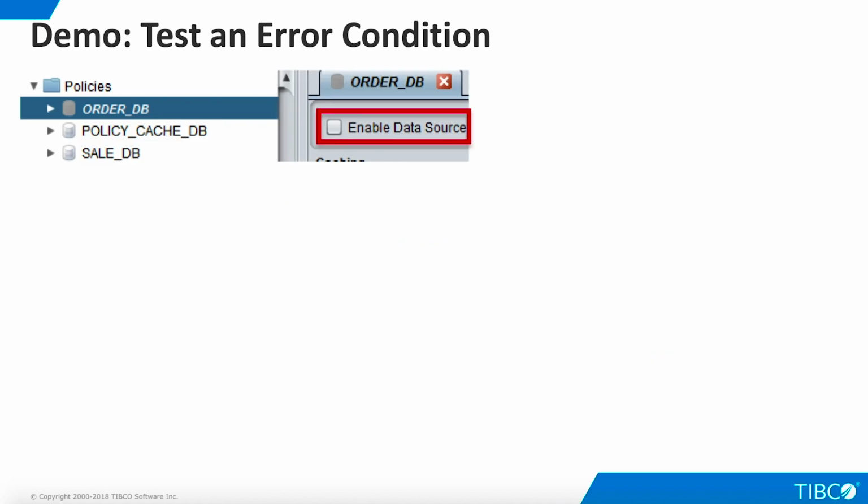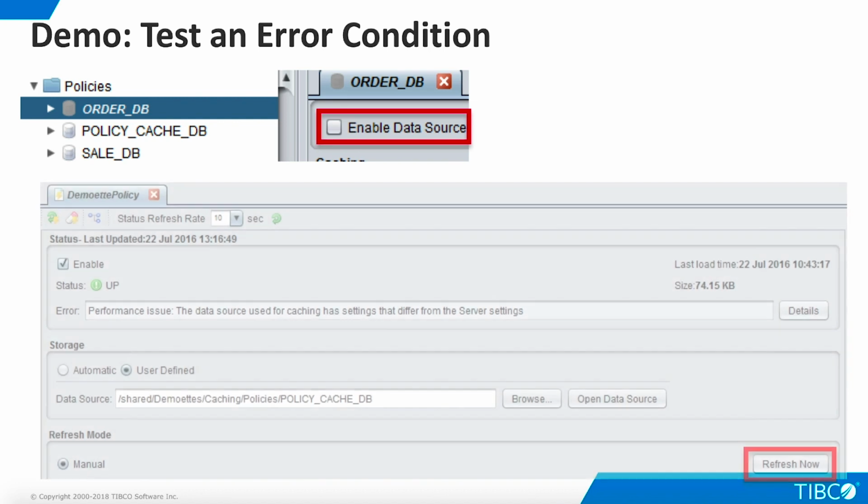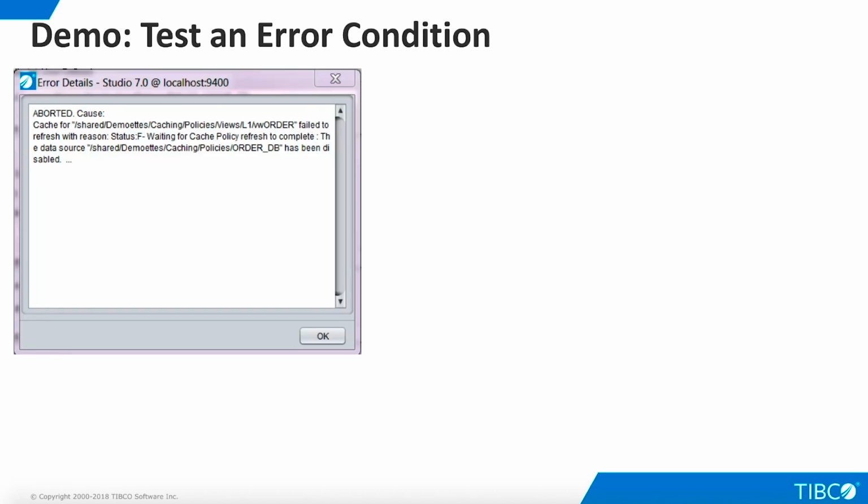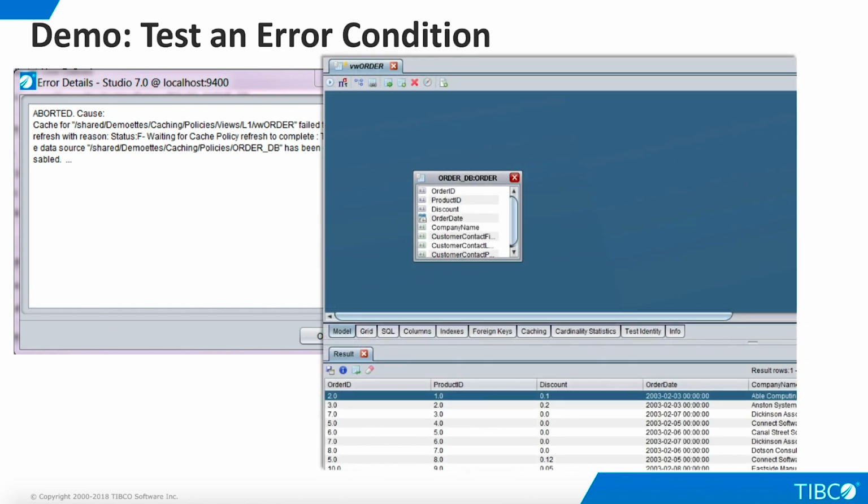Next, disable the order database and save. This will make a cache refresh on the order database impossible. Open the policy and click Refresh Now. The refresh operation returns an error, and the order view does not show the new row, which is the expected behavior.